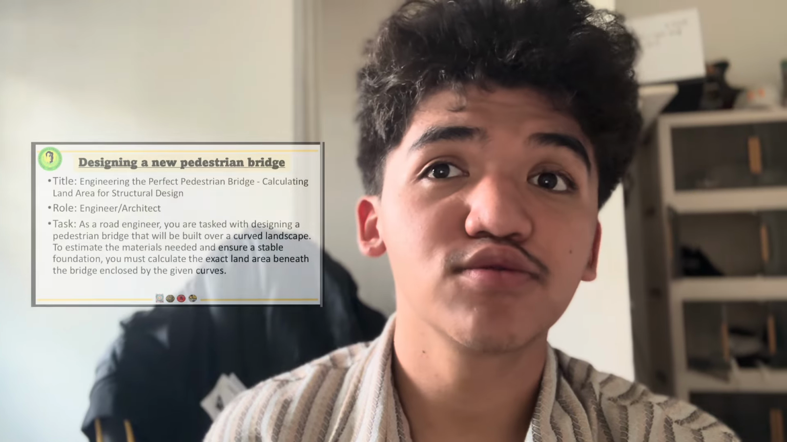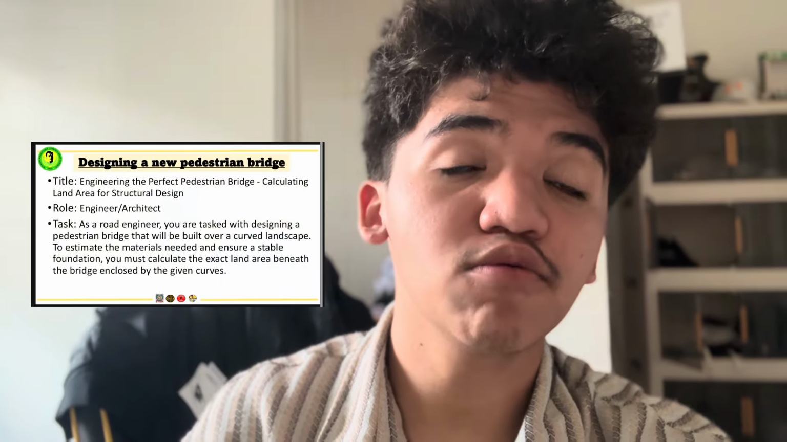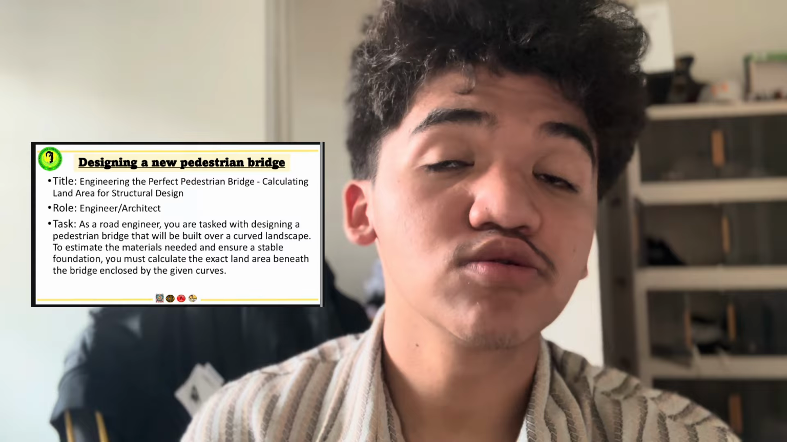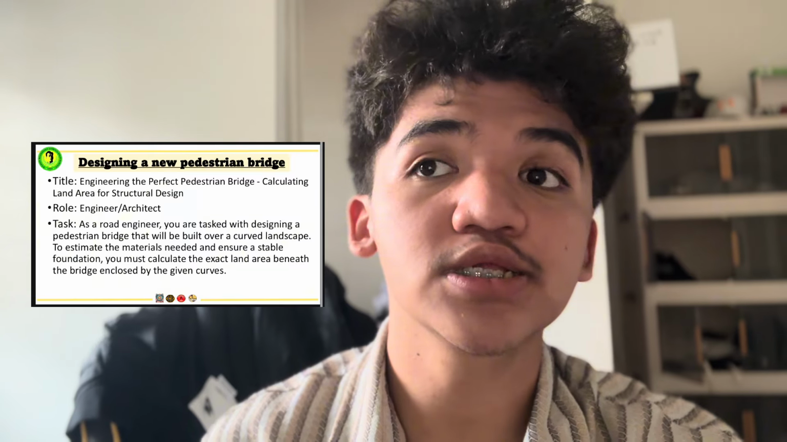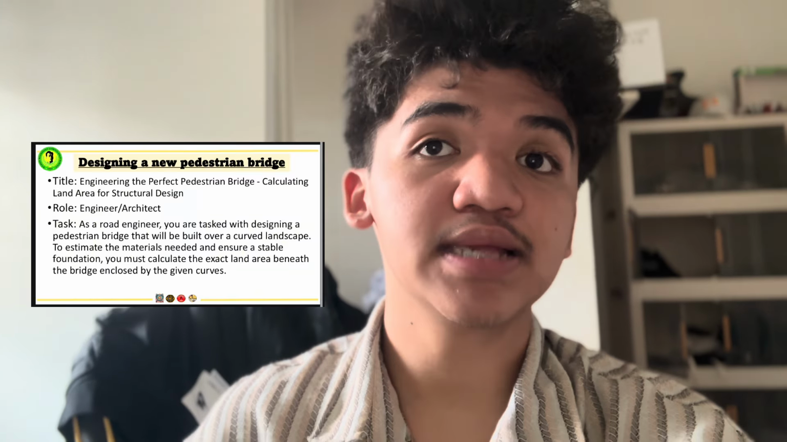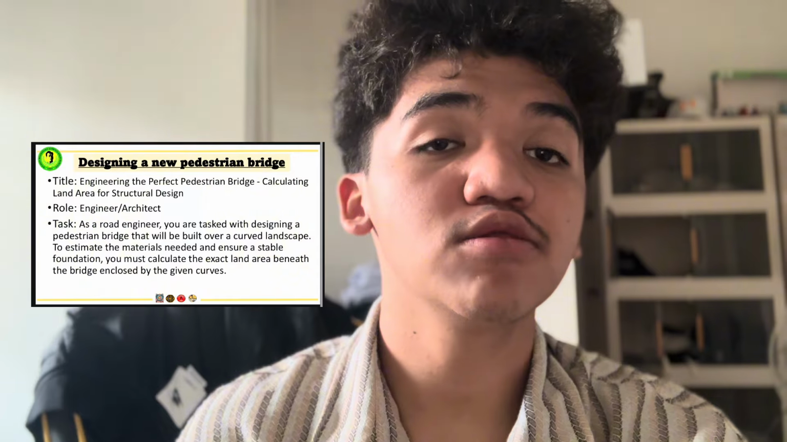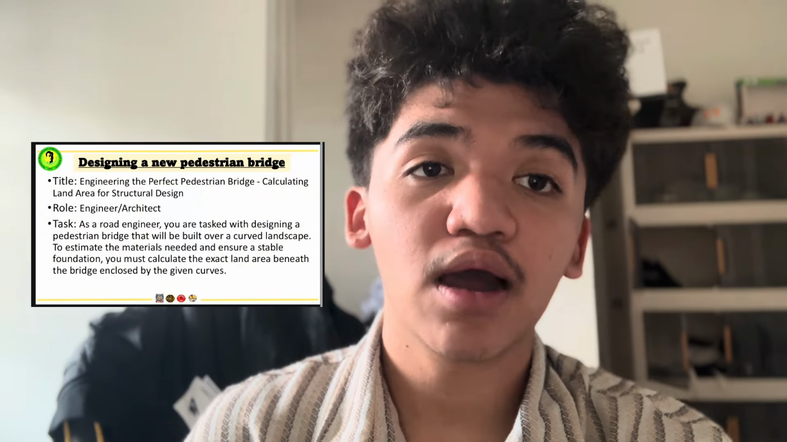So guys, someone just called me. They need my help as an engineer because I am tasked with designing a pedestrian bridge that will be built over a curved landscape. To estimate the materials needed and ensure a stable foundation, I must calculate the exact land area beneath the bridge enclosed by the given curves. So now let's compute this.